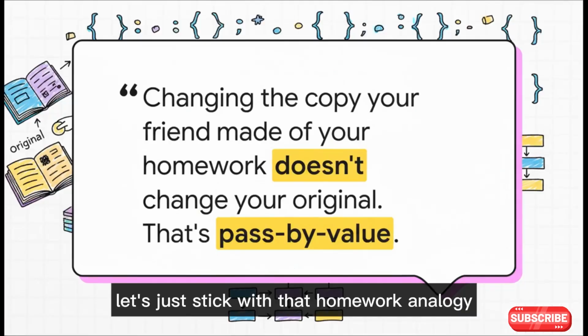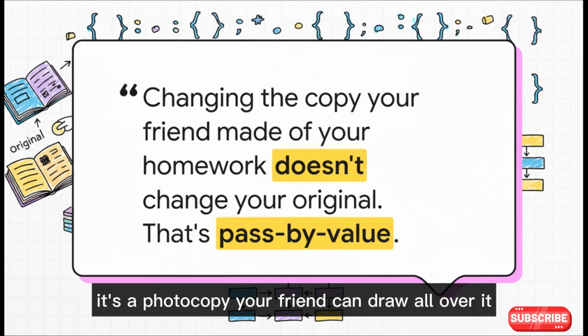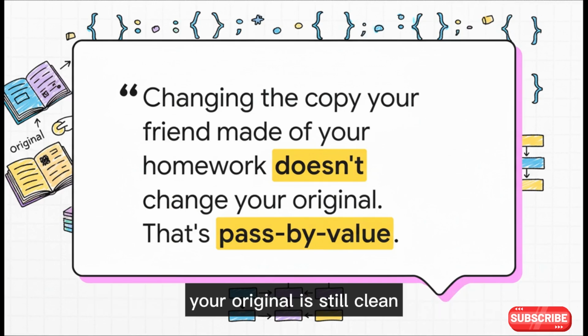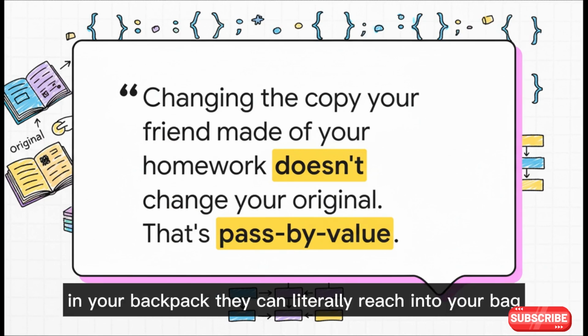Let's just stick with that homework analogy because it's so good. With a primitive, it's a photocopy. Your friend can draw all over it, your original is still clean. With an object, you're giving your friend the location of your homework in your backpack.